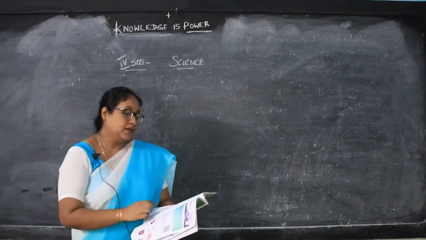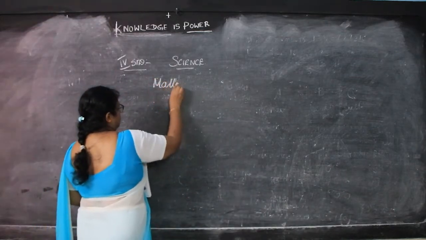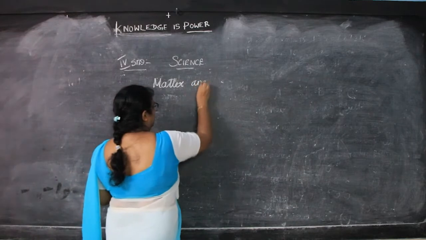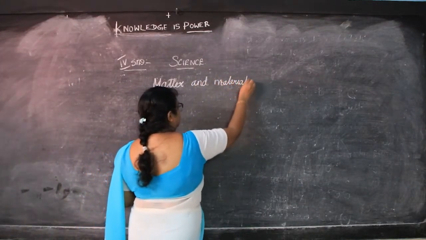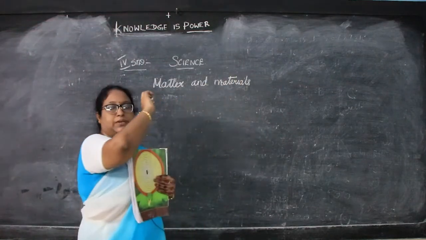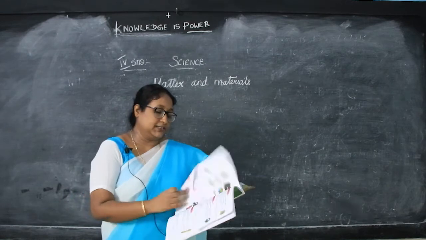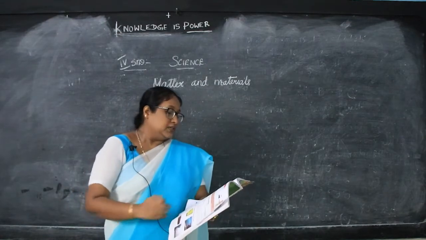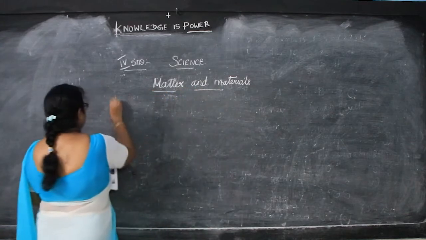Now we'll continue the class of 4th standard science, and in the last class we saw about matter and materials. In the previous class we saw about the materials and their properties. Now next we will see transparent, translucent and opaque objects.